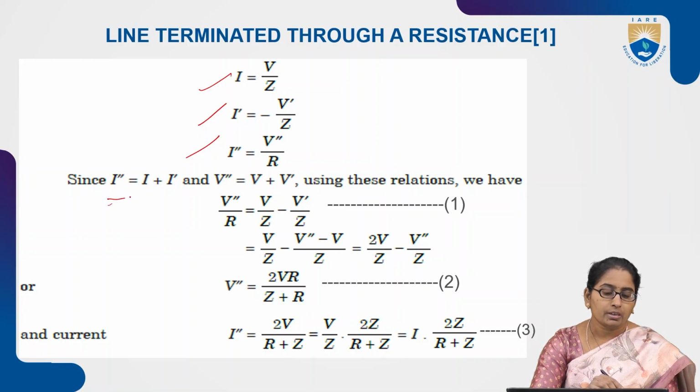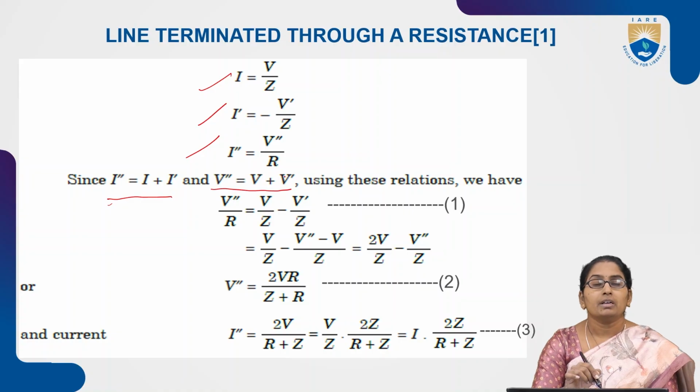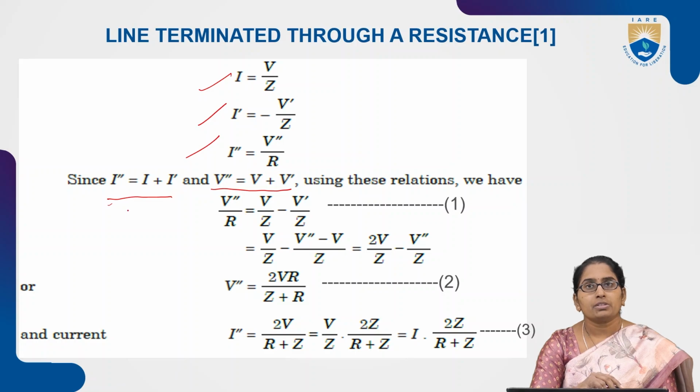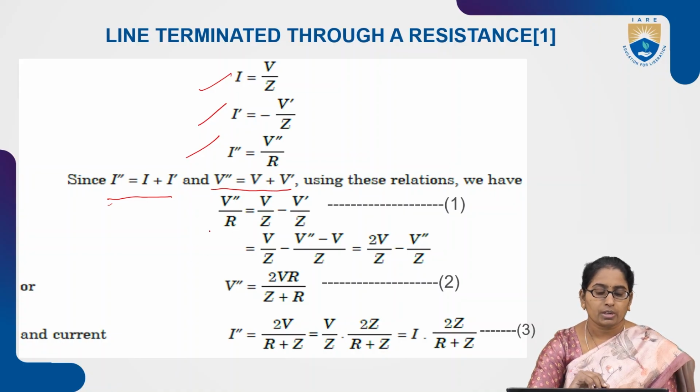Now, using the relation between the refracted, incident and reflected waves, I double dash is equal to I plus I dash. The refracted current wave is equal to the incident plus the reflected current wave, and similarly for the voltage wave, V double dash is equal to V plus V dash. Now we substitute these relations into the above equations. In the current equation, I double dash is given by V double dash by R.